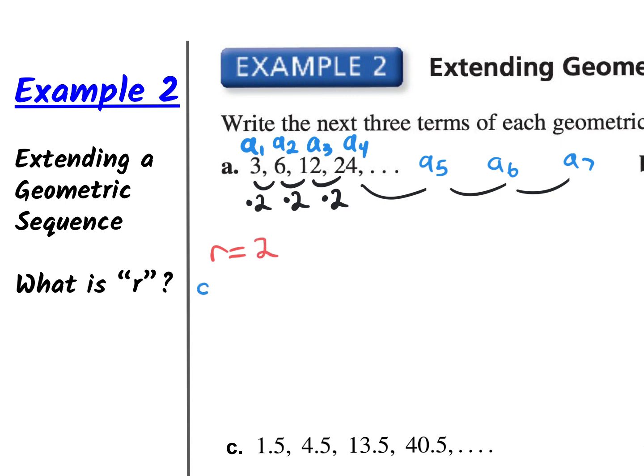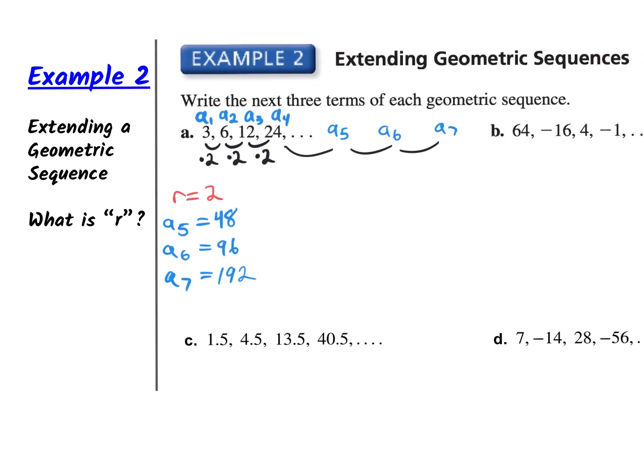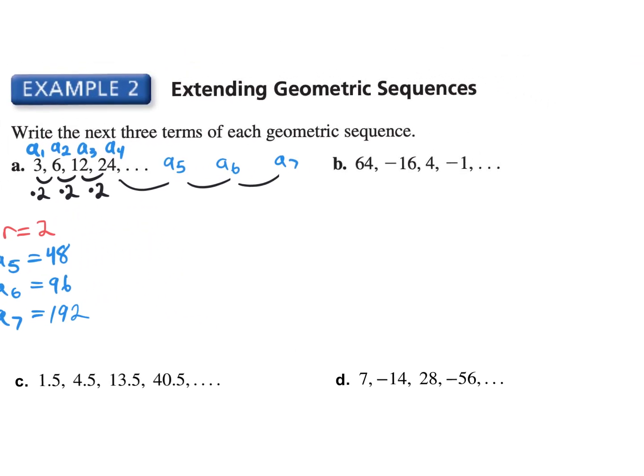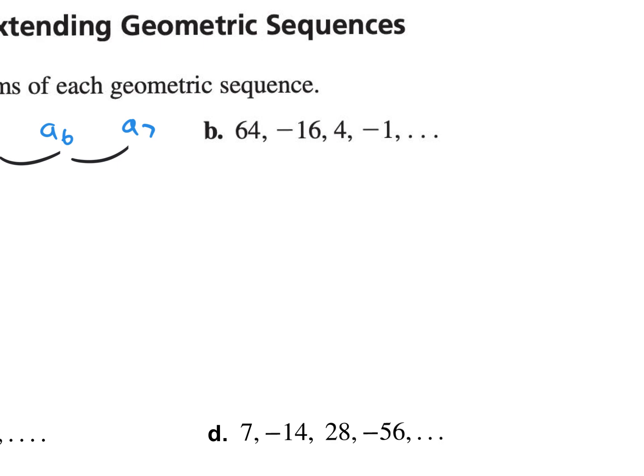It's our common ratio. For our 5th term, we would take 24 and multiply it by 2. Our 6th term would take the 5th term and multiply it by 2, and so on. So 24 times 2 gives us 48. We continue: 96 and then 192. And that is how these problems go. If I ask you to write the next 3 terms, be sure to tell me what R is and also tell me what the next 3 terms are.